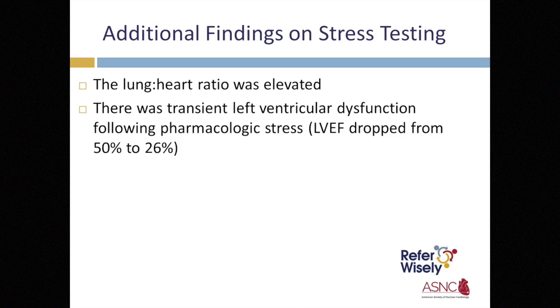The patient's myocardial perfusion imaging had two other abnormal findings. The first was an increase in the lung-to-heart radiotracer activity. This is seen with an increase in the left ventricular end-diastolic pressure and is generally caused by diffuse left ventricular ischemia. The second, transient left ventricular dysfunction, as evidenced by a decrease in the left ventricular ejection fraction from 50% to 26%, is also a high-risk finding, suggesting the presence of severe multivessel coronary artery disease and myocardial stunning.